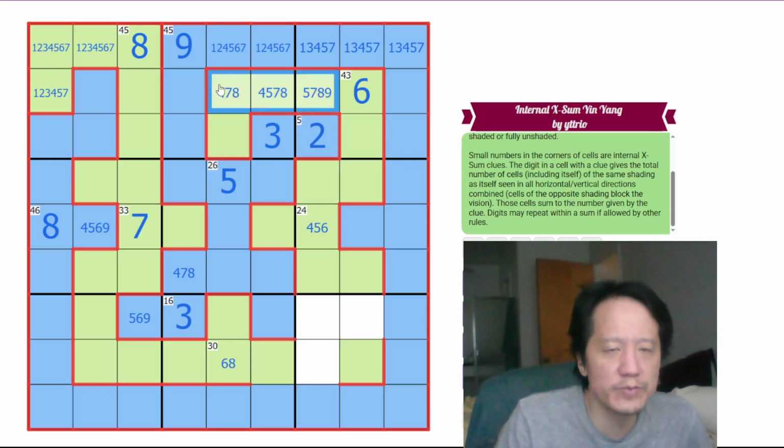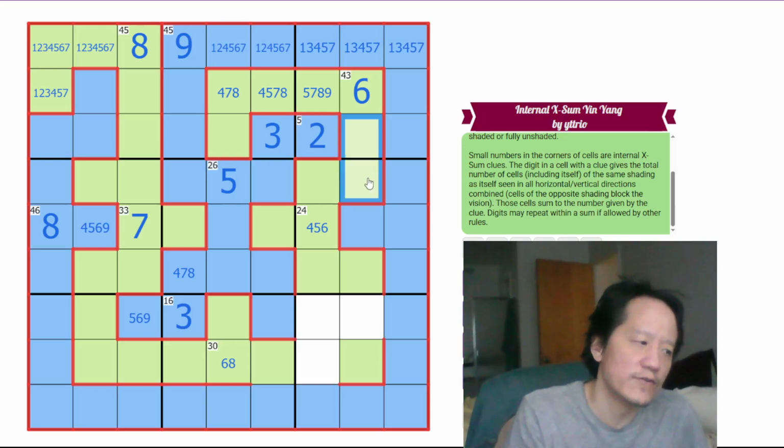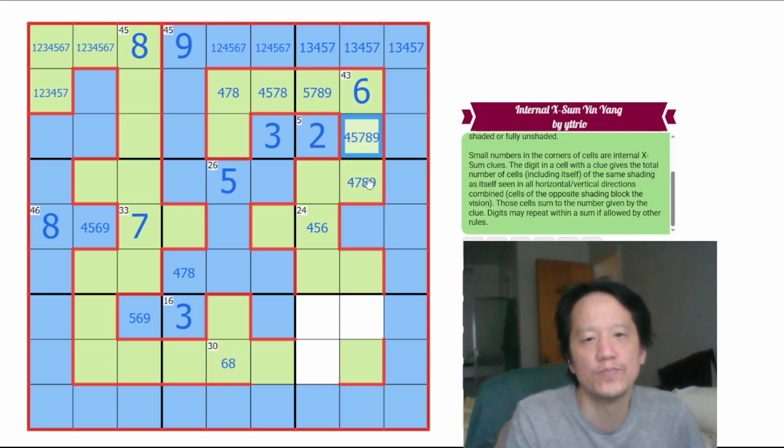What's the maximum here? It's 6, 7, 8, and 9. So that's 30 for 4 digits. That would mean these 2 digits add up to 13 at least. So it has to be 4 and 9, and it cannot have a 6 either. This can't be 5 because of the 5 here.